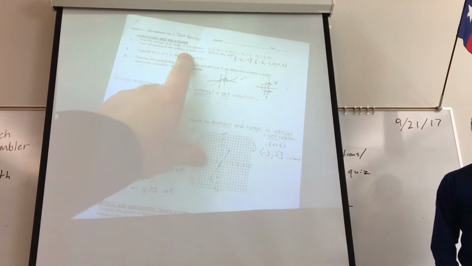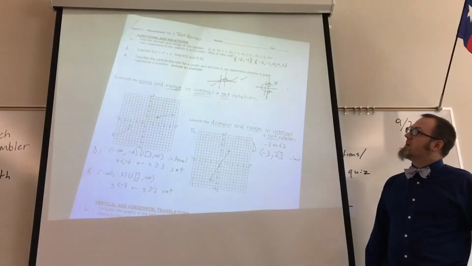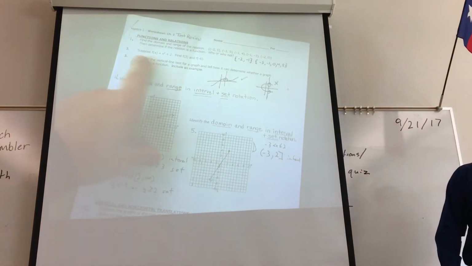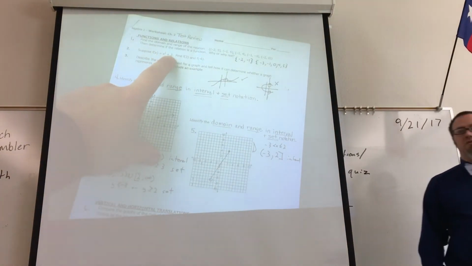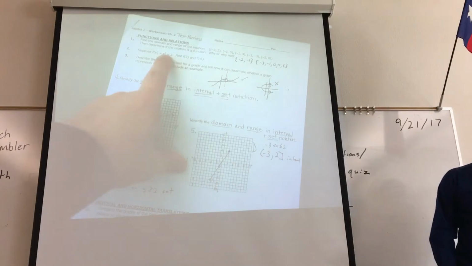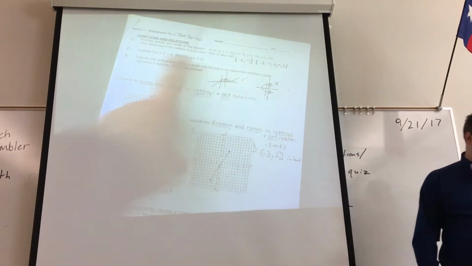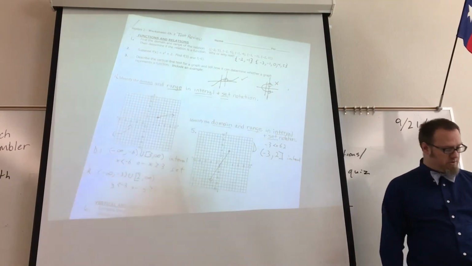Is it a function? No. Why is it not a function? It repeats x's. On number 2, f of x equals x squared plus 2. This is just to pay attention to what you're doing. 3 squared is 9, plus 2 is 11. Negative 6 squared is a positive 36, plus 2 is 38.